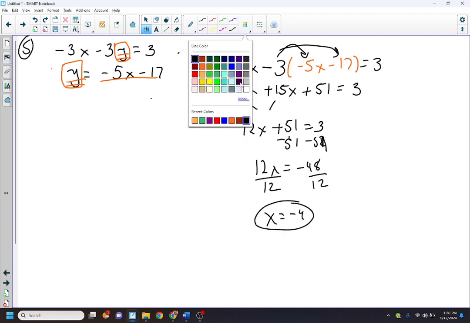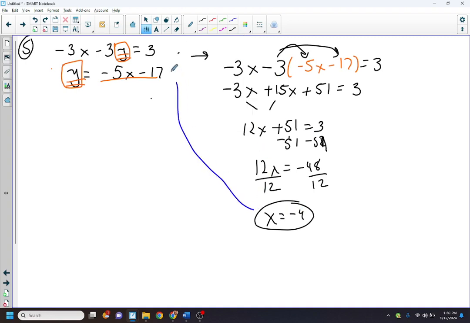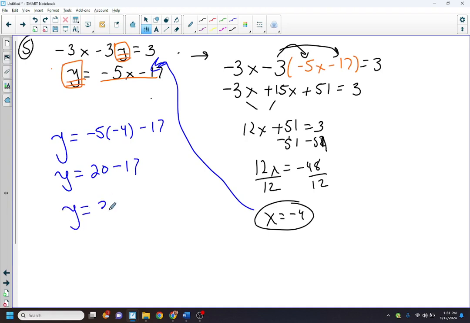Take this -4, plug it back in. I'll plug it into the bottom one. The x is becoming -4, so -5 times -4 minus 17. Y equals positive 20 minus 17. Y equals positive 3. So your final answer is -4, comma 3.